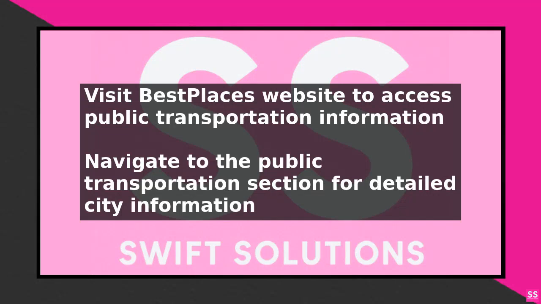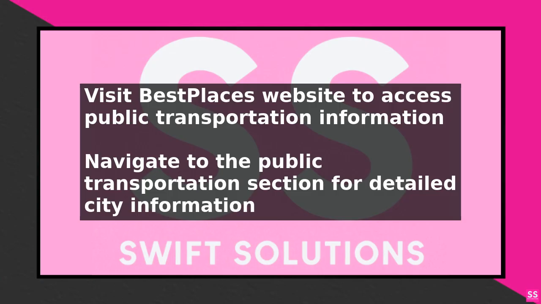To filter Best Places public transportation, start by visiting the Best Places website and navigating to the public transportation section. This website provides detailed information on various cities and their public transportation systems, allowing you to compare and filter options based on your needs. First, select the city you are interested in and click on the public transportation link.